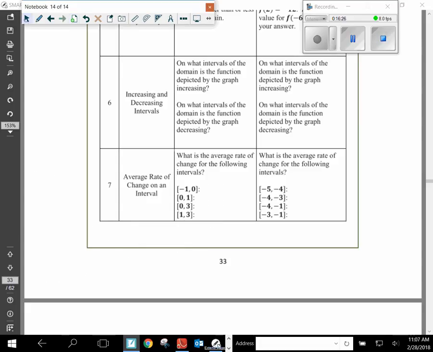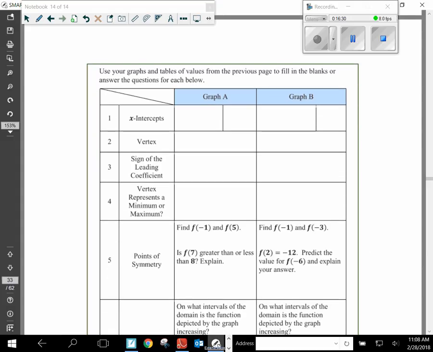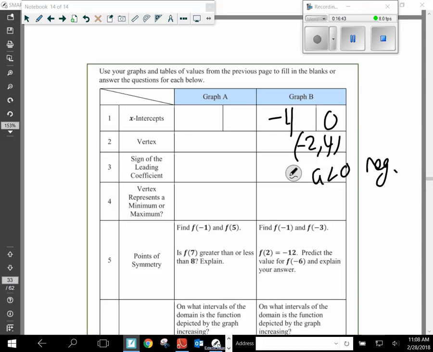All right, the other side. X-intercepts. We've got -4 and 0. (-2, 4) for the vertex. A is less than 0 because it's negative. It's a max. Because of symmetry, the answer is 3. I can predict f of -6 because of symmetry.